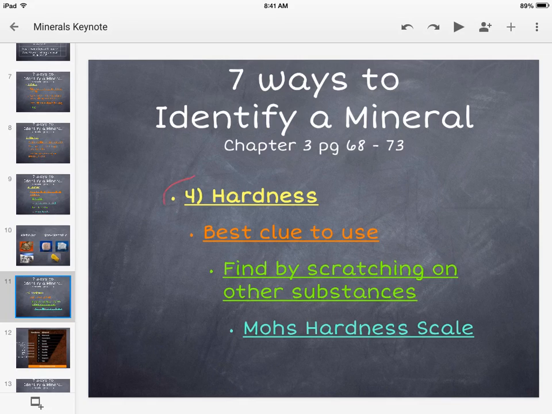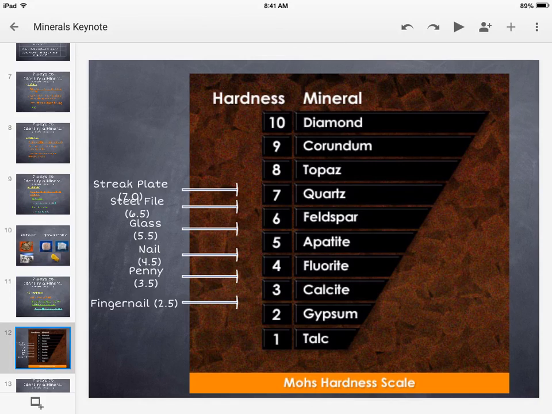Hardness, this is one of the best ways to identify a mineral. You take your mineral and you start scratching it on a bunch of other substances, and you narrow down its hardness based on that. And the scale that we use for that is called the Mohs hardness scale. The Mohs hardness scale simply has a bunch of materials and minerals that it gives, starting at the softest with talc.